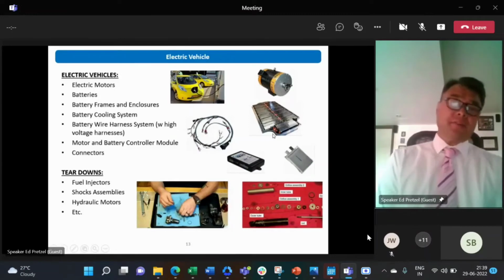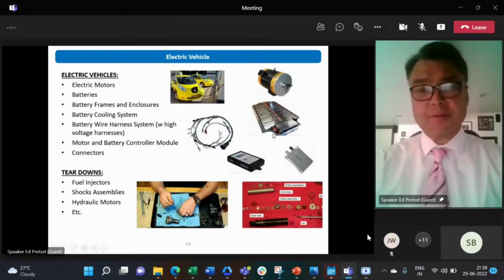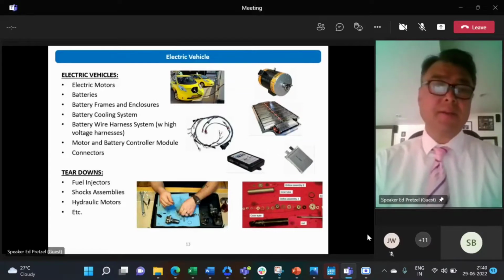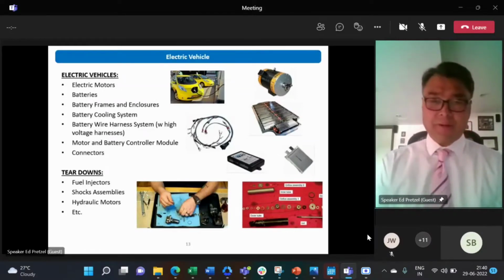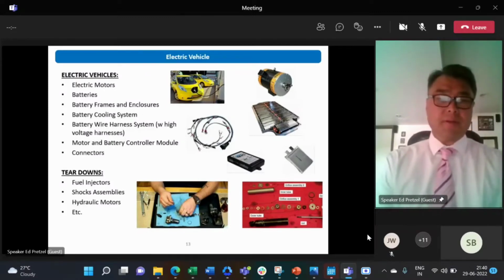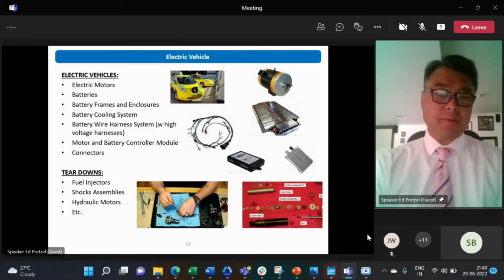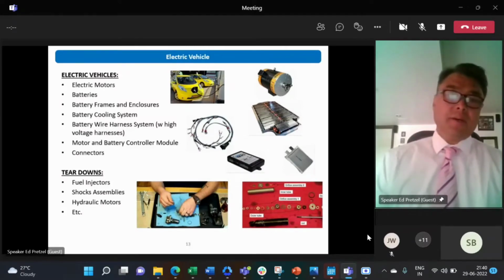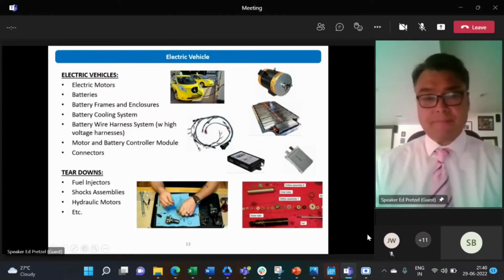A lot of work in electric vehicle over the last 3 to 4 years, so a lot of teardowns and costing of components of electric motors, batteries, and all the systems required to run those components. So the cooling systems, the wire harnesses, the structures, control modules.